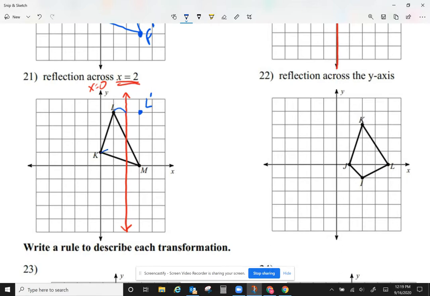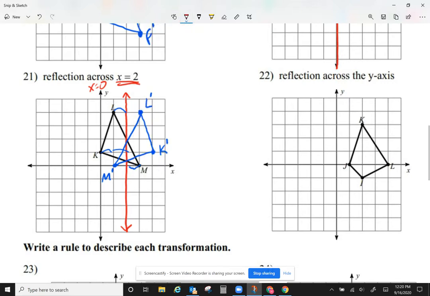If I look at my point K, I count the spaces. There's 2 of them, so there's my point K prime. My point M is 1 space away from the mirror line, so it should be 1 space on the other side. There's my point M prime. Now when I connect my dots, seems like my image got reflected, it got flipped, and I know they overlap, but like I said, that's basically what I was expecting.